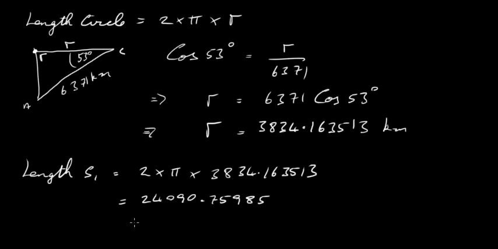When you do all of that, you get 24090.75985, and we're asked to give your answer correct to the nearest kilometer. So here's our nearest kilometer here, so it's 24090. This is a 7 here, so we've got to round this up to 24091 kilometers to the nearest kilometer. Okay, so that's it for questions 5 and 6.